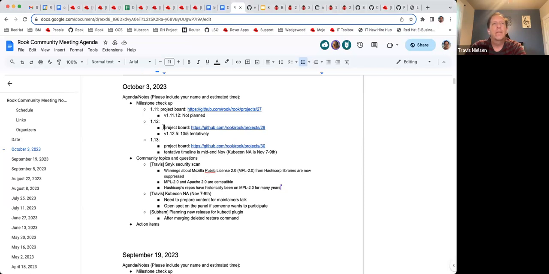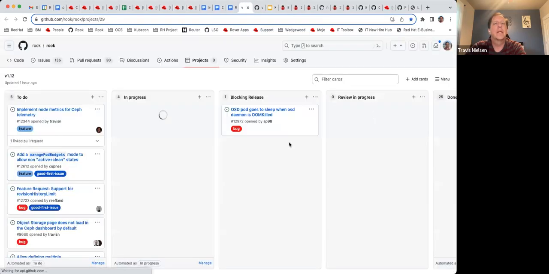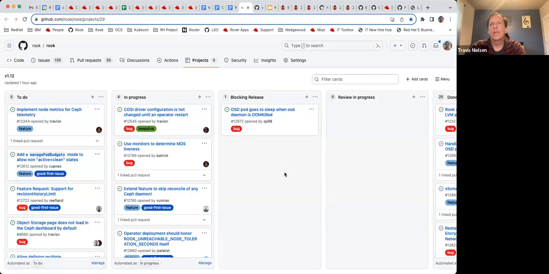For 1.12 in the project board, our last release was over two weeks ago. We do have an issue in the blocking release column that we're investigating, hoping to have a resolution in the next day or two. It's the OSD pod related to OSD flapping. Basically the OSD is just going to sleep when there's a kill or some other events. So yeah, we need to resolve that before release.